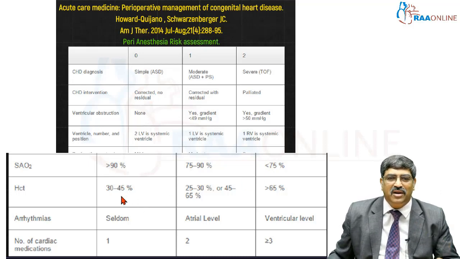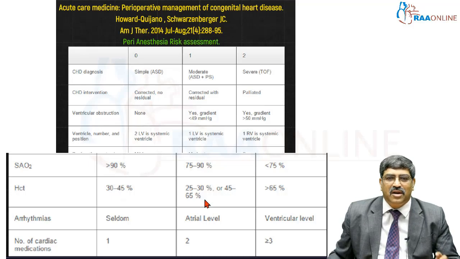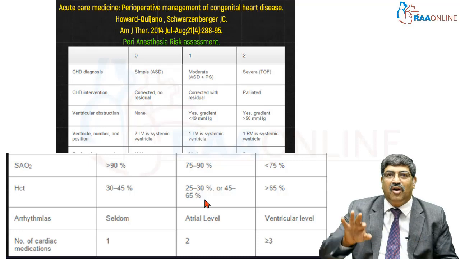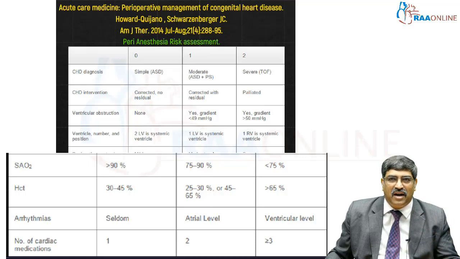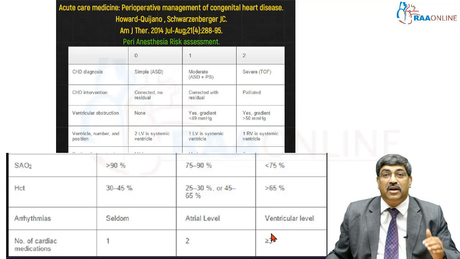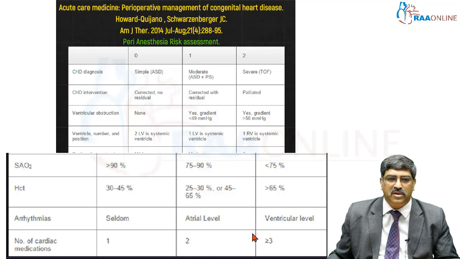Coming to the hematocrit, between 30 to 45%, it is 0. If the hematocrit is between 25 to 30 or between 45 to 65%, it is 1 point. That means either the child is anemic or slightly polycythemic, it is 1 point. If it is overtly polycythemic, that is greater than 65%, it is going to be 2 points.